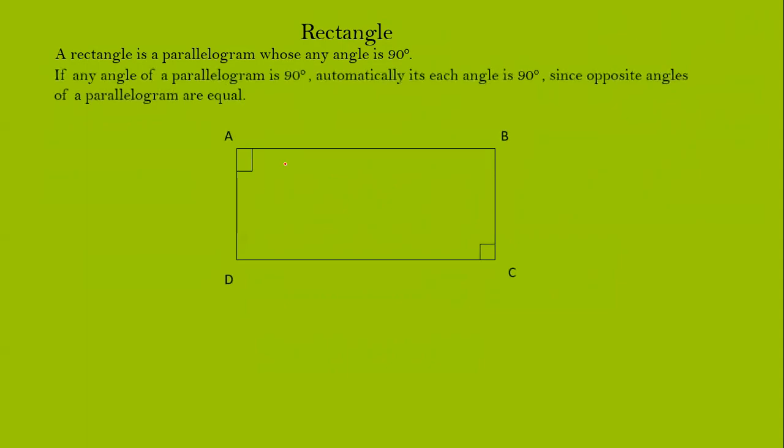Okay, here comes the rectangle. A rectangle is a parallelogram whose any angle is 90 degrees. कोई भी एंगल उसका 90 डिग्री होना, तो we are marking this angle as 90 degrees. ठीक है, लेकिन we also know that if any angle of a parallelogram is 90 degrees, automatically each of its angles is 90 degrees, since opposite angles of a parallelogram are equal. Rectangle is also a special type of what?